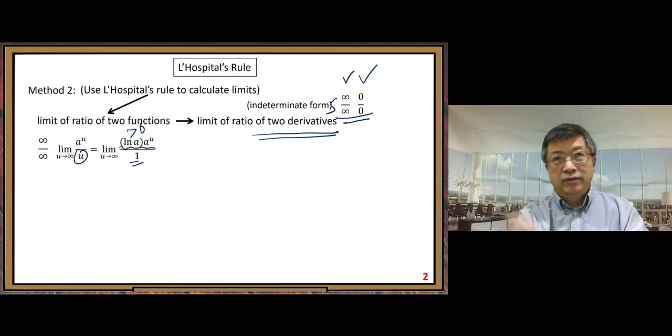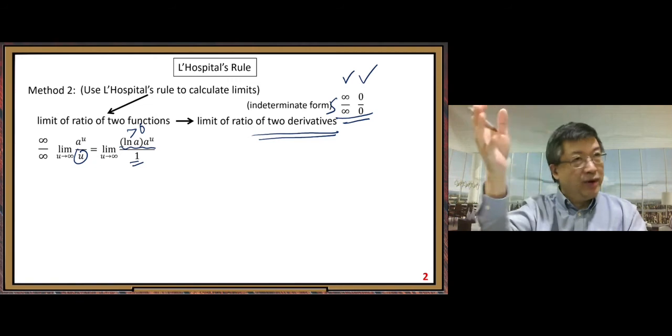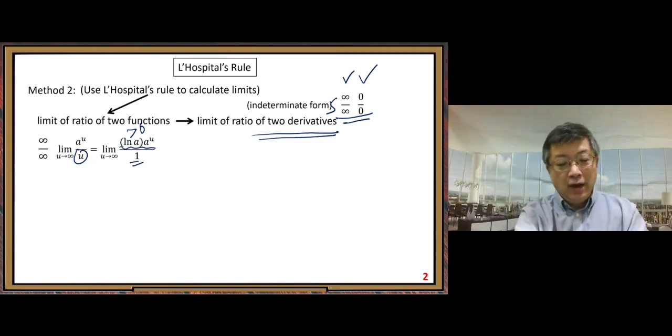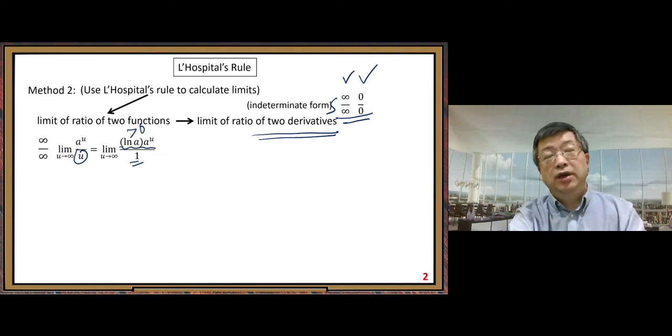Denominator 1, it's gone, right? Divided by 1, nothing. So you only look at the numerator. A constant times a to the u goes to infinity, right? A to the u goes to infinity. So the answer is infinity.